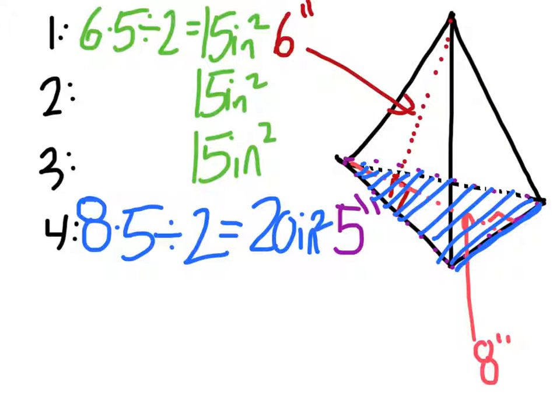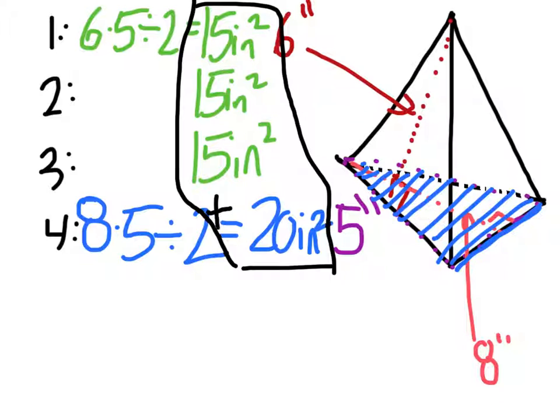Well, the final thing I need from all of this is to figure out the sum. So I'm going to take all of these and add them together, okay? So you've got 15 plus 15 plus 15 plus 20. That gives us 65 inches squared.